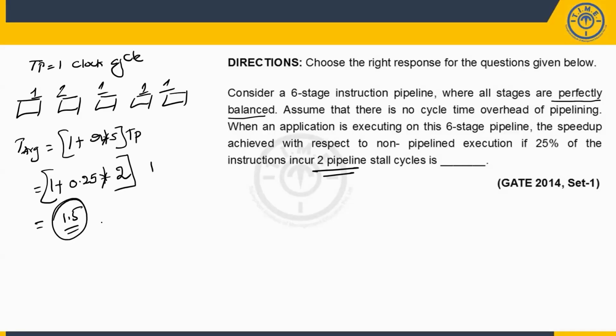In a non-pipeline system, what will be the instruction execution time? In a non-pipeline system, all these 6 stages will be clubbed together, right? Do you understand? What is a non-pipeline system? Non-pipeline system is the merger of all the stages together. So what will be the instruction execution time in a non-pipeline system? 6. That's it, 6 only. See, there are no stall cycles.